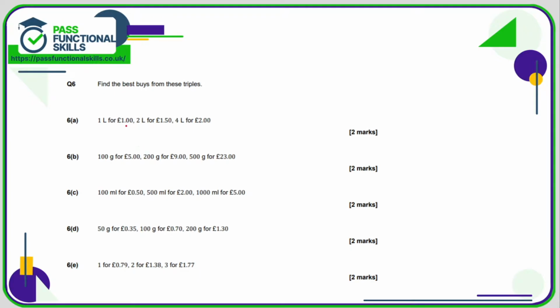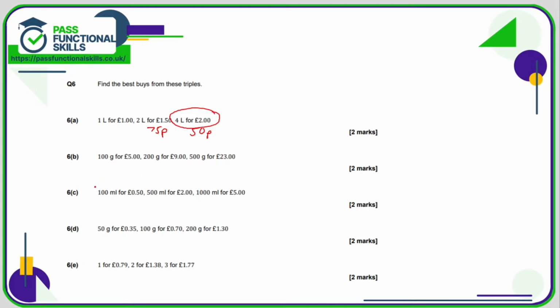Question number 6, we need to find the best buys from these offers. So for 6A, 1 litre is £1. So what I'm going to do is work out what these are per litre as well. So if 2 litres is £1.50, then 1 litre is going to be half that amount, which is 75p per litre. And 4 litres is £2, so 1 litre is £2 divided by 4, so that is 50 pence per litre. So this 4 litres for £2 is the best offer.